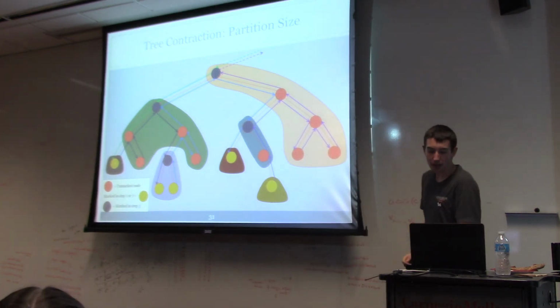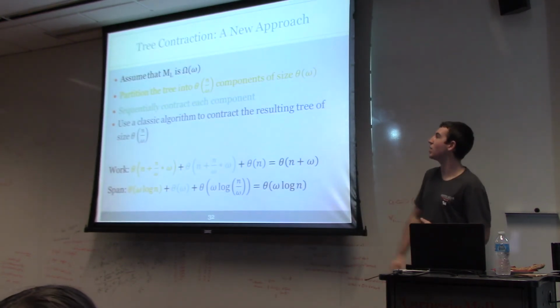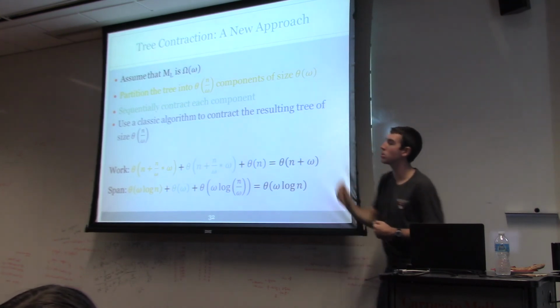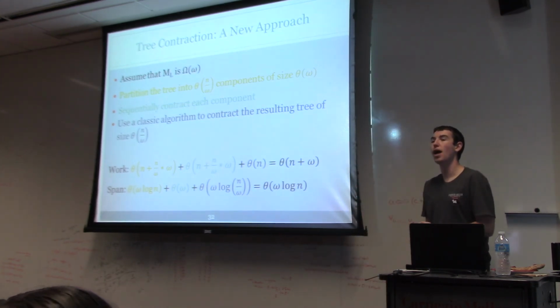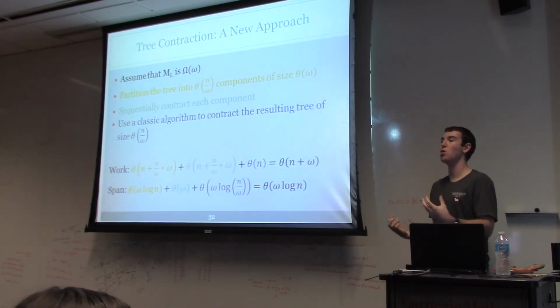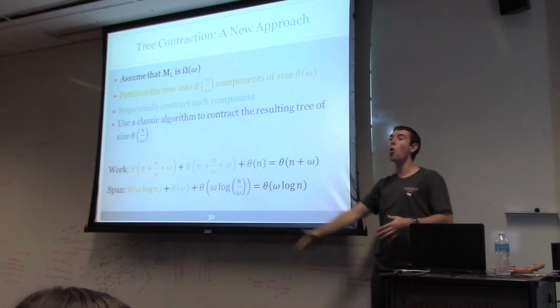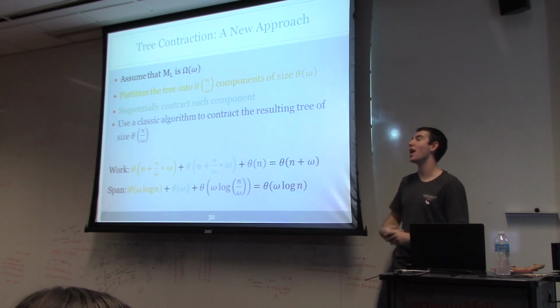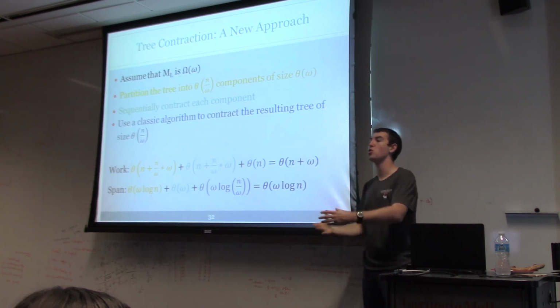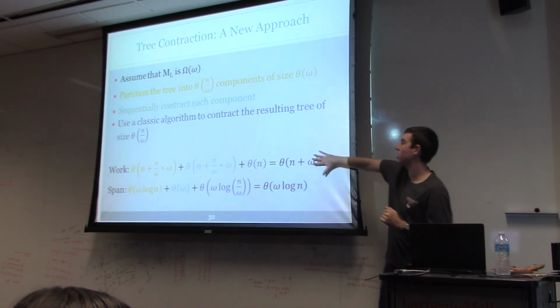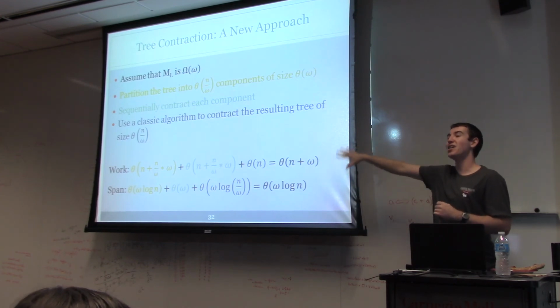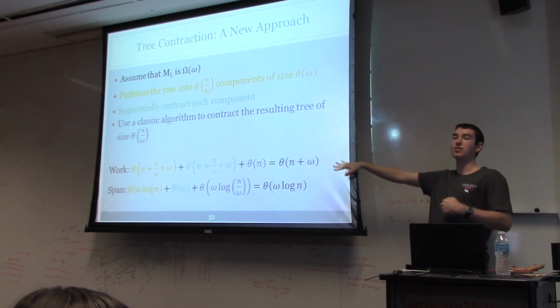But using that, we can now get our partitions, sequentially contract them, and use the resulting supernodes to run a symmetric algorithm and only pay omega for each of the n over omega nodes in our new contracted tree, which gives us, once again, our additive factor of omega to the cost instead of multiple.